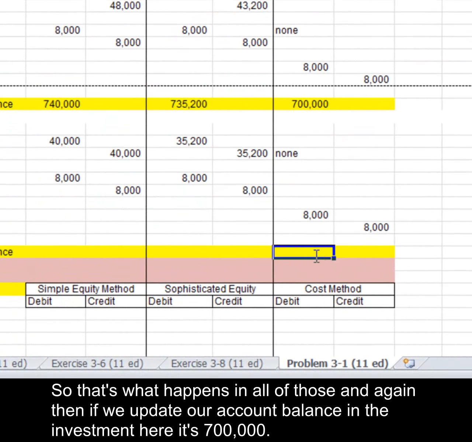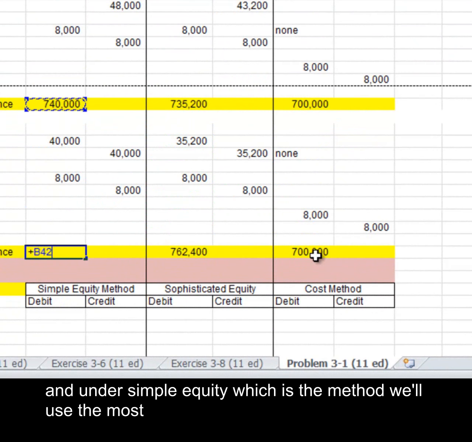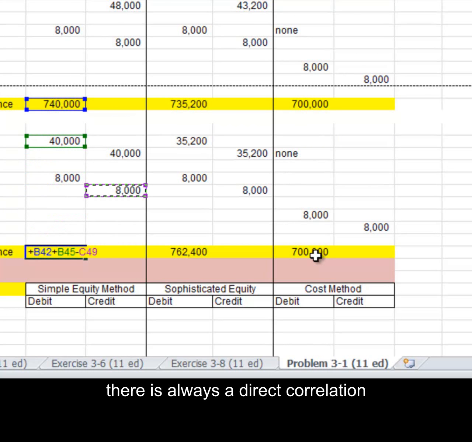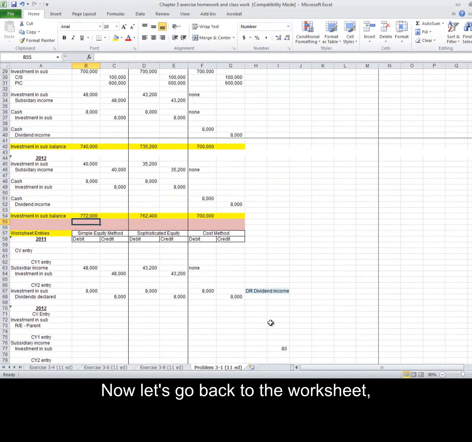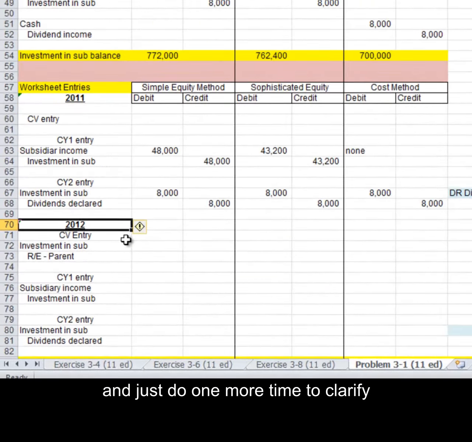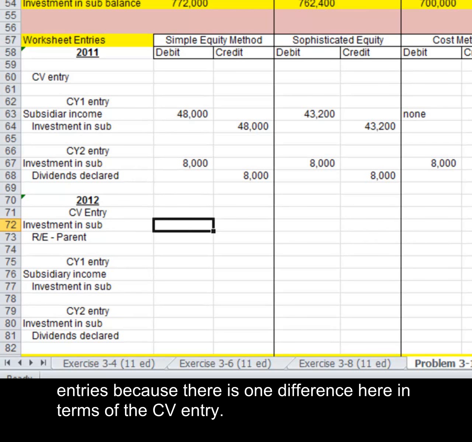And again, then if we update our account balance in the investment, here it's $700,000. Here again, we're going to have less addition because we subtracted out the amortization. And under simple equity, which is the method we'll use the most, there is always a direct correlation between the underlying retained earnings and the investment account. So those are your ending investment balances. Now let's go back to the worksheet and just do one more time to clarify the 2012 entries because there is one difference here in terms of a CV entry.